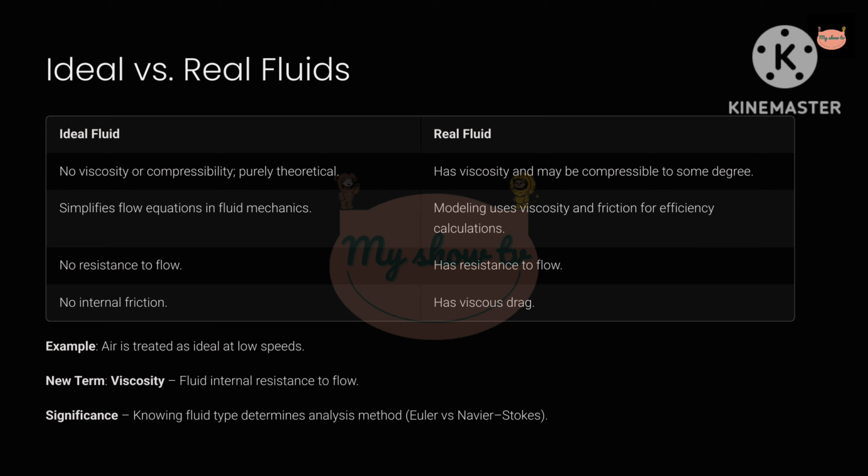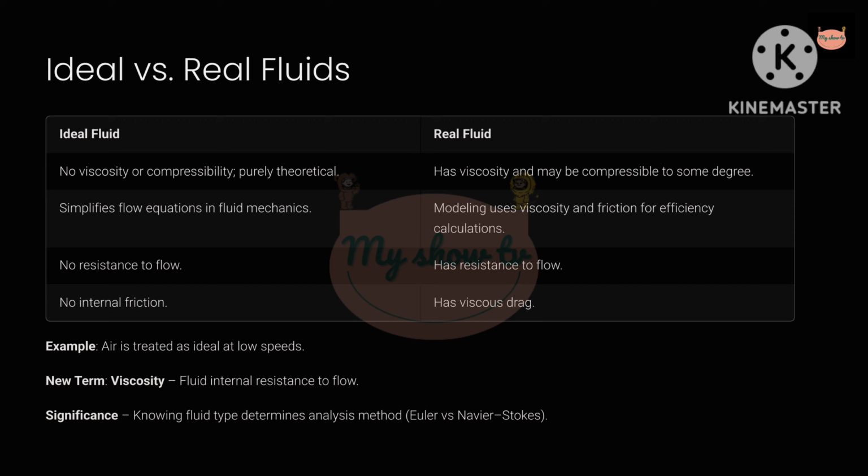Slide 2. Ideal vs real fluids. An ideal fluid is a simplified model with no viscosity or compressibility, useful for basic flow calculations. A real fluid, like oil or water, has measurable viscosity and can slightly compress under pressure, more realistic for engineering design. Ideal fluids flow without resistance.